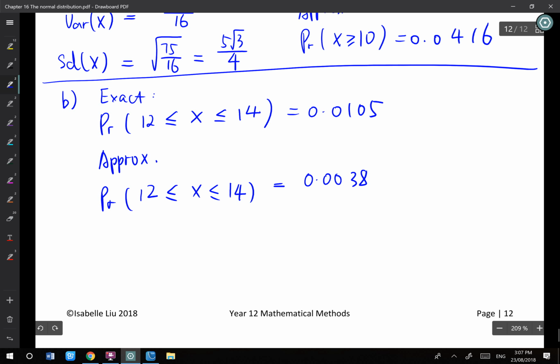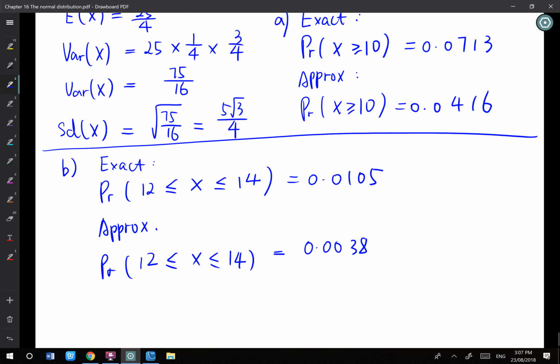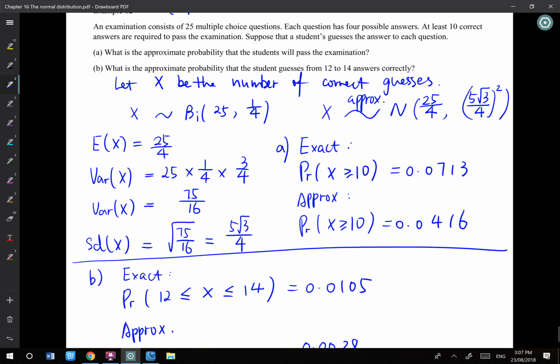It's still quite a big difference here because 12 and 14 are not the correct numbers to use. You should actually use 11.5 and 14.5 in this case to improve your answer. But again, one reason is that it's not the correct way. The second reason is that 25 is not large enough to do normal approximation. You can see the answer is not very accurate, but that's the way you do normal approximation.